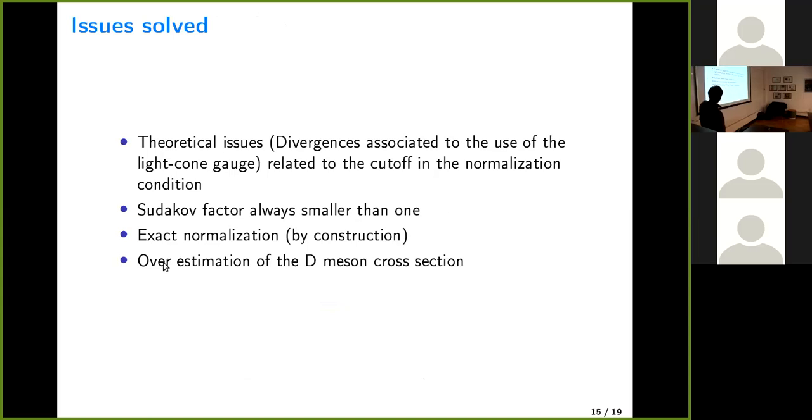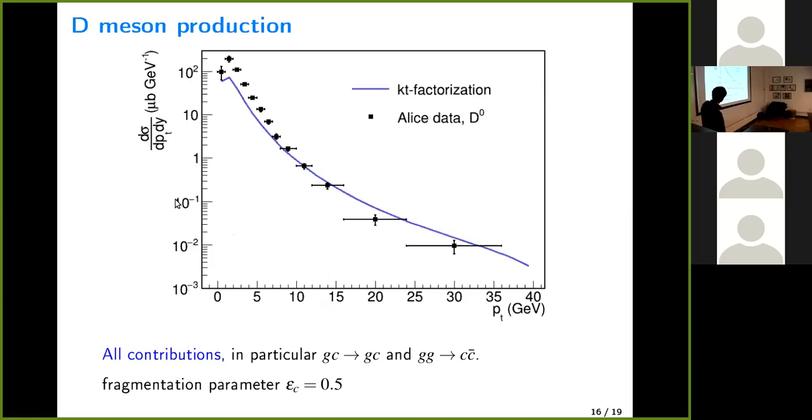Also, we do not have an overestimation of the cross section. So here again, I can show a plot. This is a plot with this modified KMR PDF. And now it's not simply the gluon-gluon contribution, but this plot has been done using all contributions to the meson production, in particular gluon-gluon and gluon to c-cbar.